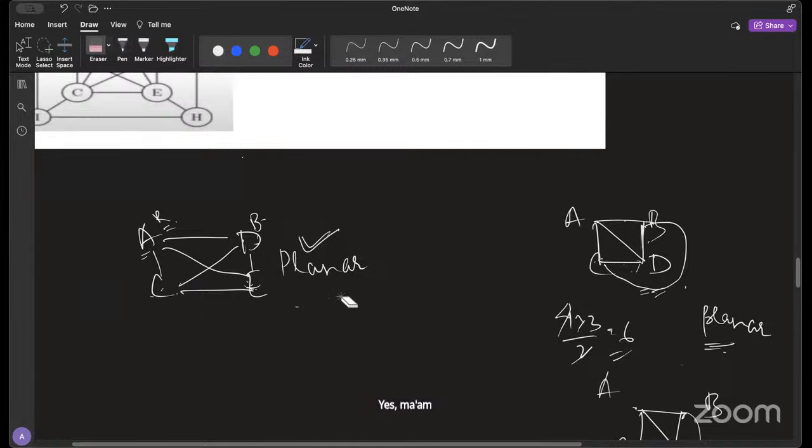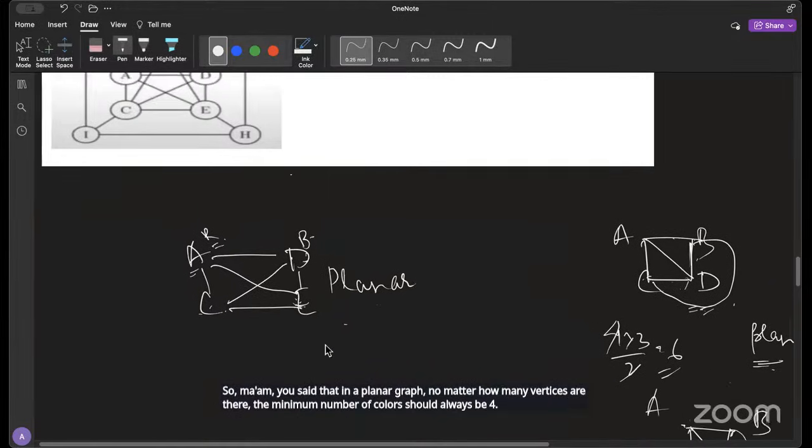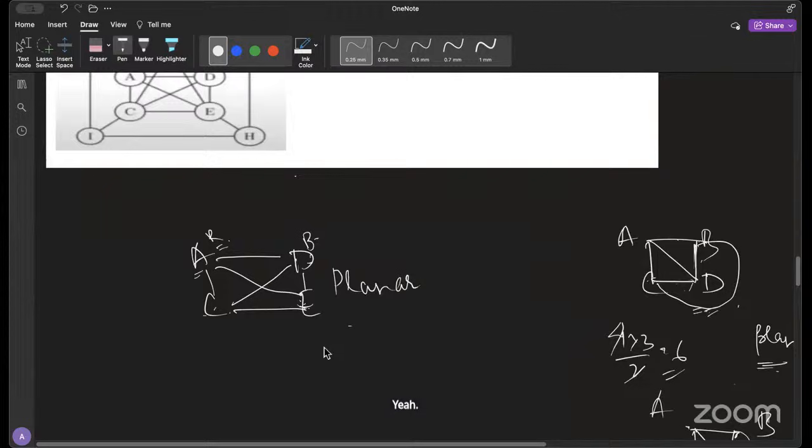So, ma'am, you said that in a planar graph, no matter how many vertices there are, the number of colors should always be 4. Not minimum, maximum. There cannot be more than 4 colors. Minimum, there could be 1.